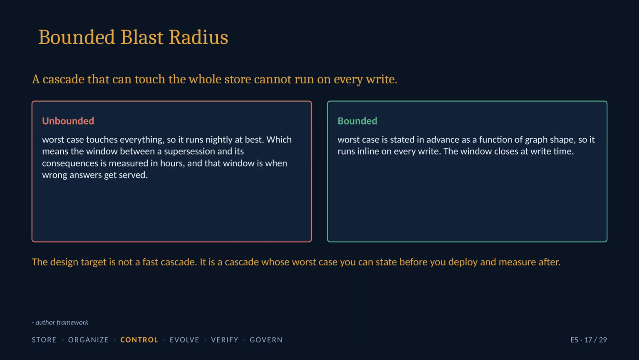Which gives the real design constraint, and it is not the one people reach for. A cascade that can touch the whole store cannot run on every write, so it gets demoted to a nightly job. And the window between a supersession and its consequences being propagated is then measured in hours, and that window is exactly when wrong answers get served with full confidence. A bounded cascade, whose worst case you can state in advance as a function of graph shape, runs inline at write time and closes the window. So the target is not a fast cascade. It is a cascade whose worst case you can state before you deploy and measure afterwards.